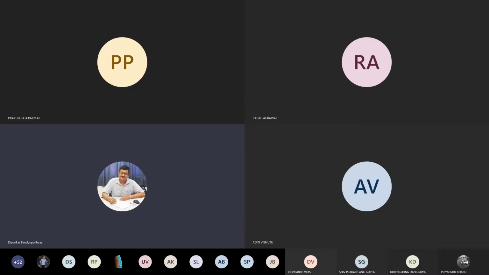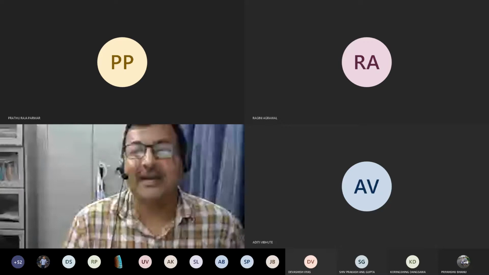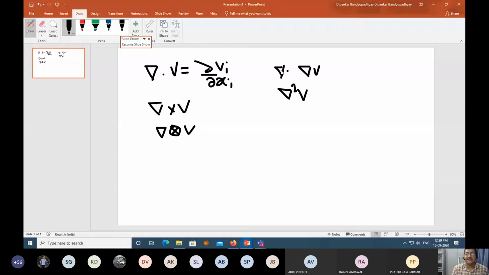Correct? And then it will lead to the Laplacian. So del square v, we know that this is nothing but del x_i e_i. So how do I write this? Let me do it this way. So del x_i e_i dot del x_j e_j, and then I have another vector which is v_k e_k.